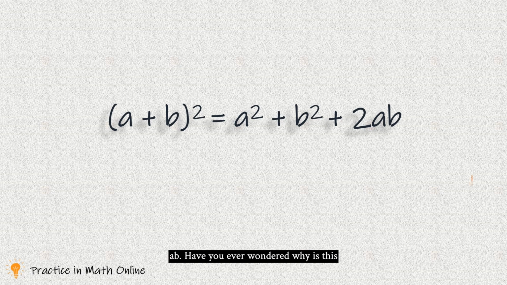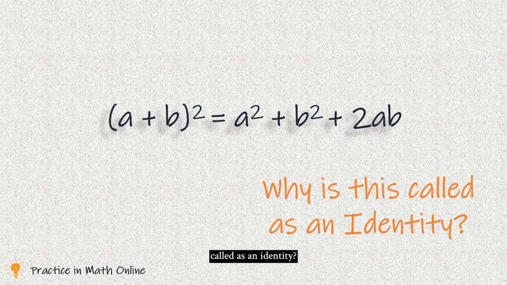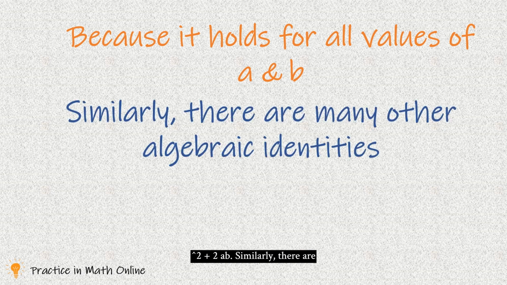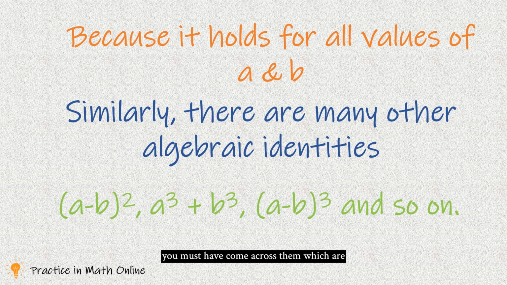Have you ever wondered why this is called an identity? That is because it holds for all values of a and b. No matter what value you take for a and b, it will always be true that (a + b) whole squared will be a squared plus b squared plus 2ab. Similarly, there are many other algebraic identities, and you must have come across them, like (a - b) whole squared, a cube plus b cube, (a - b) whole cube, and so on.